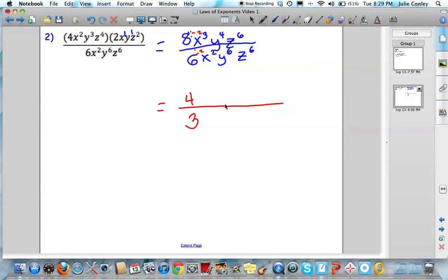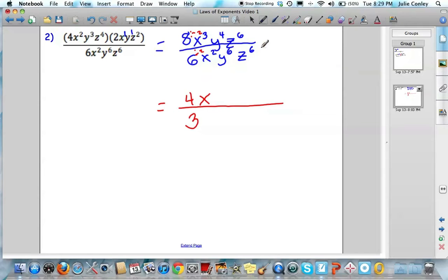Okay, so if we look at our x's, we have x cubed over x squared, or x cubed divided by x squared. Remember, when we're dividing, the shortcut is to subtract the exponents, so we have x to the 1st power. Do we need to write that 1 in there, Miss Conley? No, we don't, because it's implied, so we don't need to write it.